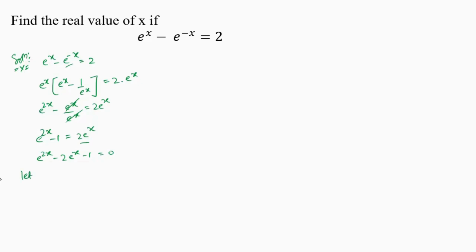Now let e raised to power x equal a. So we get a square minus 2 times a minus 1 equals 0. And as we know, if we have a quadratic equation in the form of ax square plus bx plus c equals 0, then we can use the quadratic formula to find the value of x, that is x equals minus b plus minus under root b square minus 4ac divided by 2a.